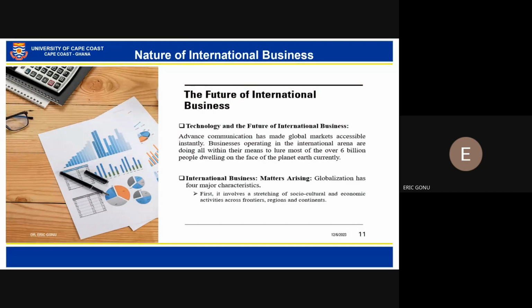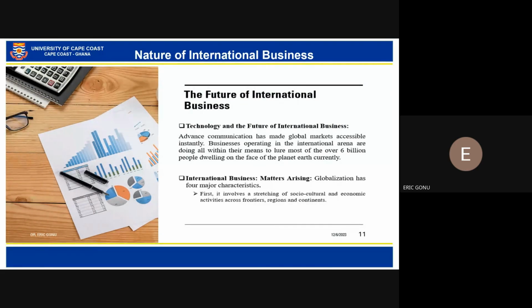What is the future of international business? So the technology and the future of international business. Advanced communication has made the global market accessible instantly. So businesses operating in the international arena are doing all within their means to lure most of the over 6 billion people dwelling on the face of the planet Earth currently. So because of technology, there's a global market which is easily accessible and is helping us to make sure that international business is a going concern and continues to flourish.